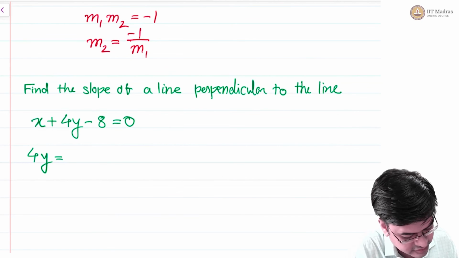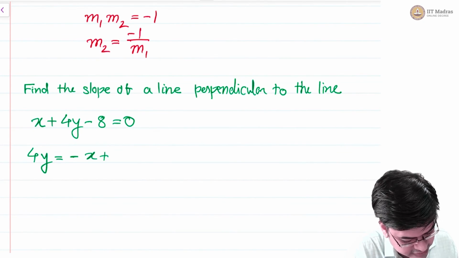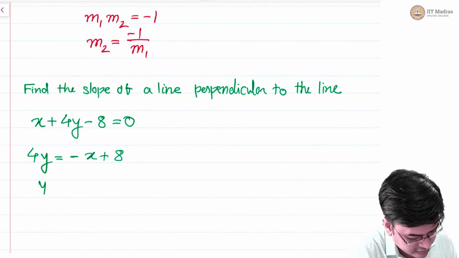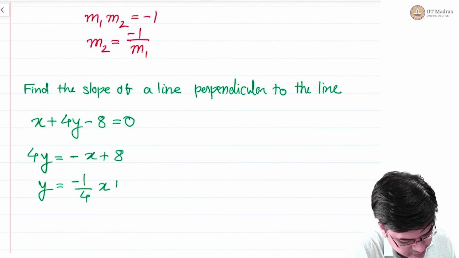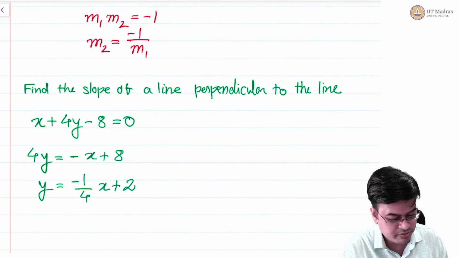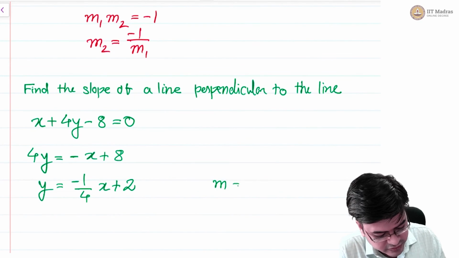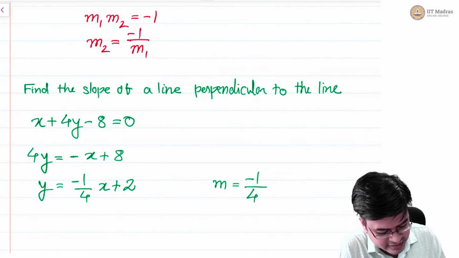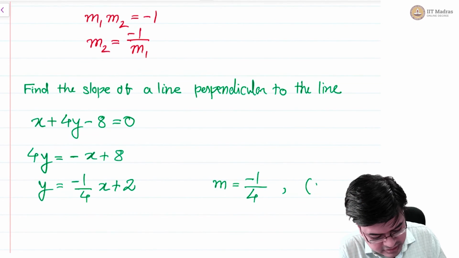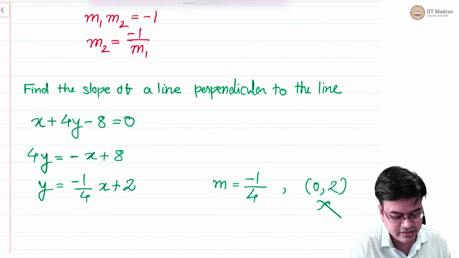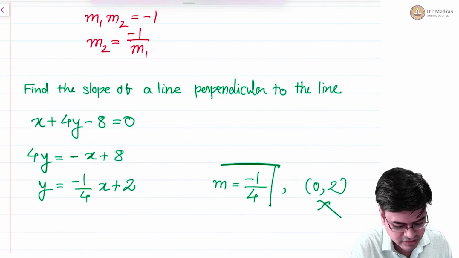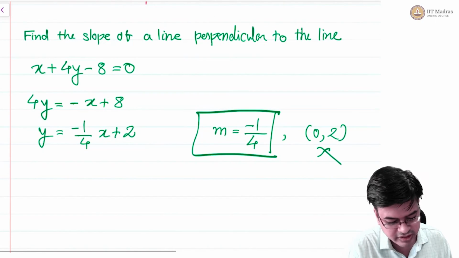4y is equal to, you simply take everything on the other side, -x plus 8. So y is equal to -1 upon 4 times x plus 8 upon 4, which will give me 2. So this is a slope intercept form. It has two pieces of information. Slope of this line is -1/4, y intercept is 0, 2. I am not worried about this y intercept information. I simply want this information, which is m is equal to -1/4.